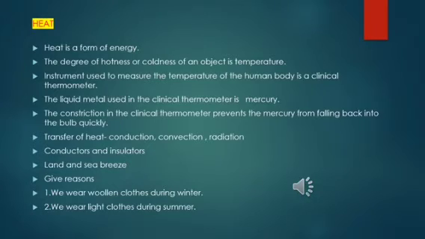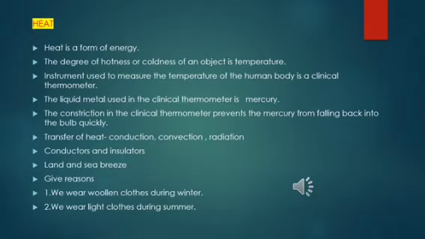It prevents the mercury from falling back into the bulb quickly. That is, as soon as you remove it from the mouth of the patient and you have to see the reading, this constriction or the kink prevents the mercury from falling back into the bulb quickly. The next, you have the lab thermometer. So you just study the difference between the lab thermometer and the clinical thermometer.